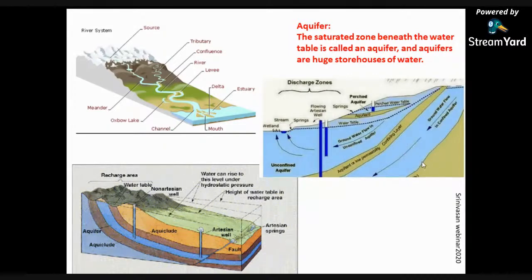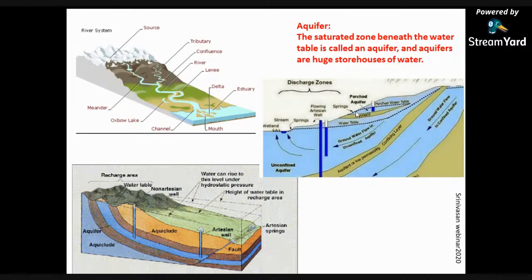This confined aquifer is always under pressure because it is held tight between, like a bread and above that some butter, so we get a clay formation or impervious formation above and below.